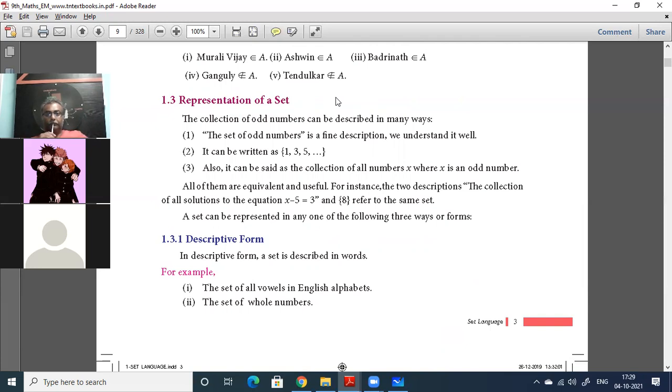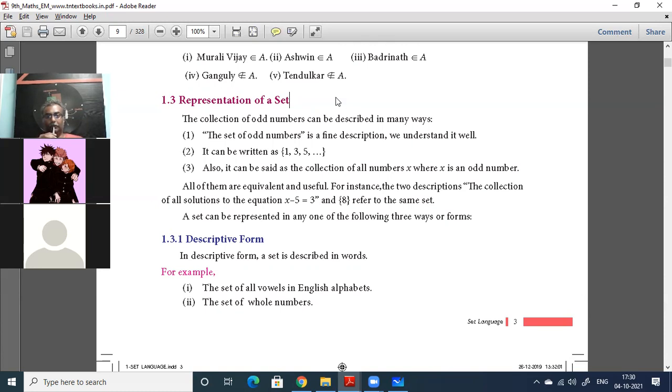Representation of a set. The collection of odd numbers can be described in many ways. Number one, the set of odd numbers is a fine description. We understand it well. Number two, it can be written as 1, 3, 5, etc. Number three, it can be said as a collection of all numbers x, where x is an odd number. So there are 3 different ways to say it. All of them are equivalent and useful.